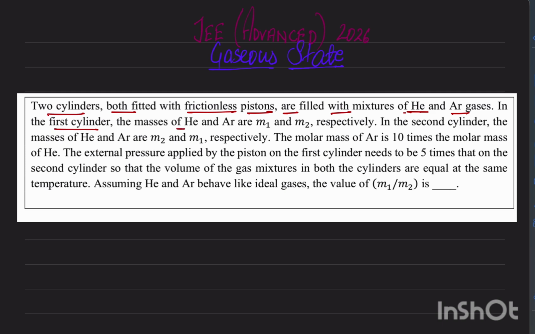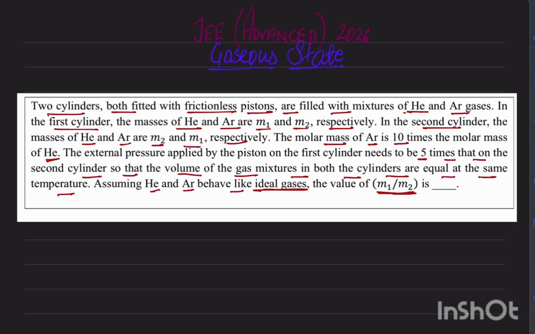In the first cylinder, the masses of helium and argon are M1 and M2, respectively. In the second cylinder, the masses of helium and argon are M2 and M1, respectively. The molar mass of argon is 10 times the molar mass of helium. The external pressure applied by the piston on the first cylinder needs to be 5 times that of the second cylinder so that the volume of the gas mixture in both the cylinders are equal at the same temperature, assuming helium and argon behave like an ideal gas.